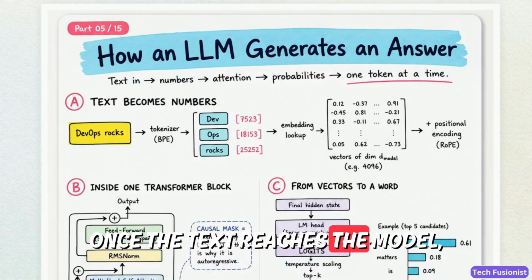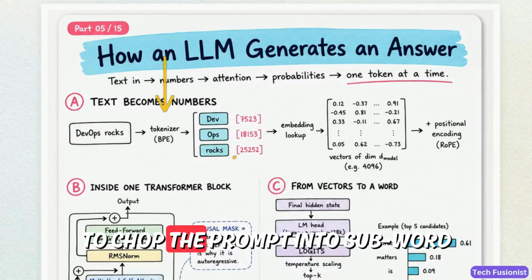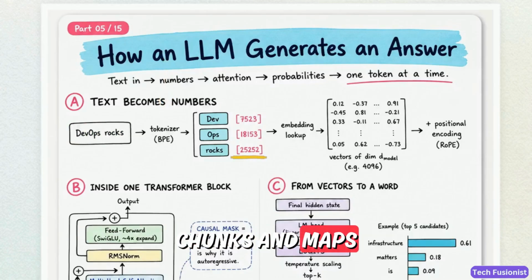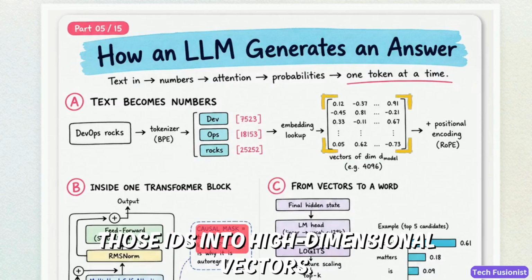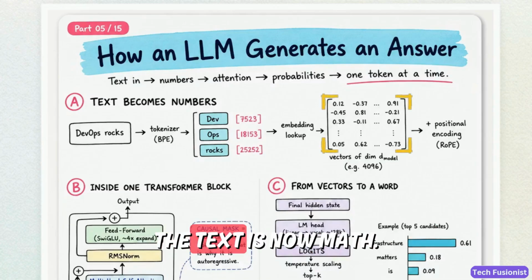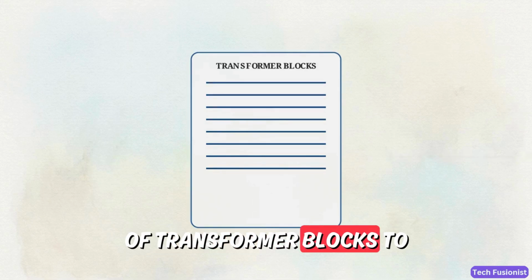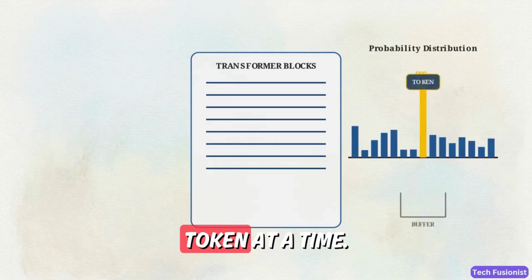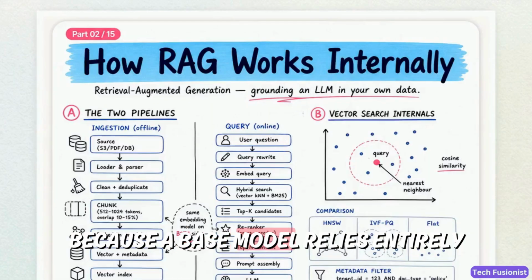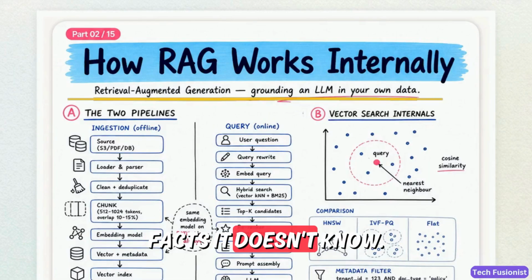Once the text reaches the model, it cannot be read as words. The system uses a tokenizer to chop the prompt into sub-word chunks and maps them to numerical IDs. An embedding lookup then translates those IDs into high-dimensional vectors. The text is now math. The model doesn't think or reason about these vectors. It runs them through a series of transformer blocks to calculate a probability distribution, predicting exactly one single token at a time. Because a base model relies entirely on static training data, it will hallucinate facts it doesn't know.